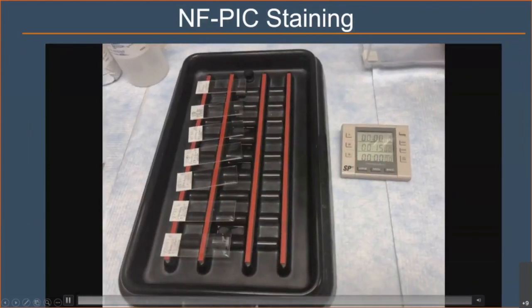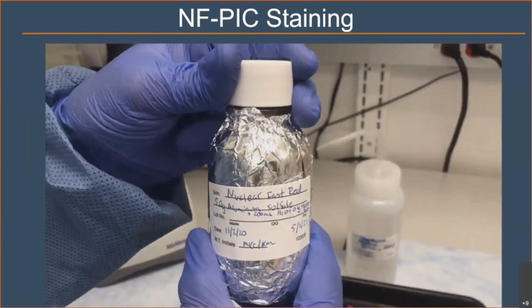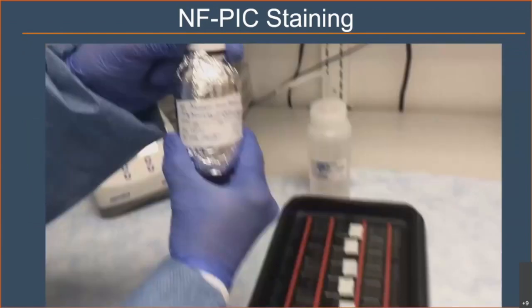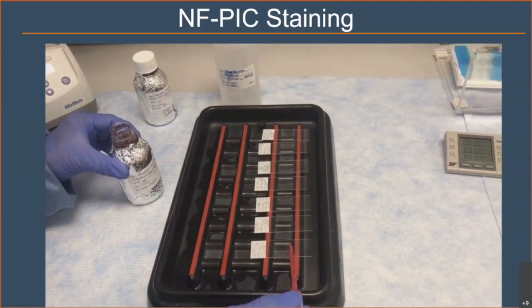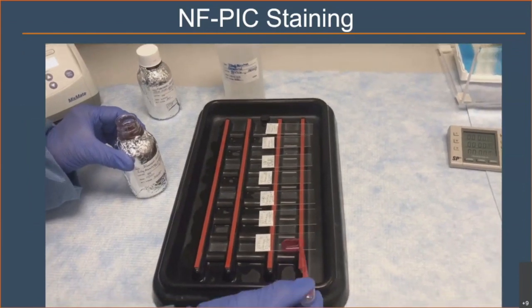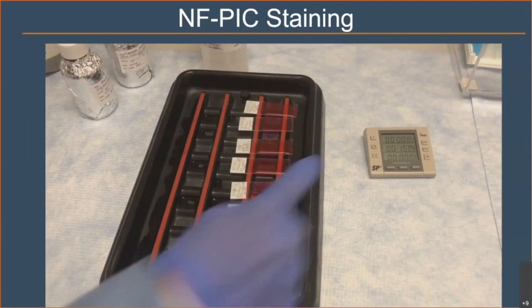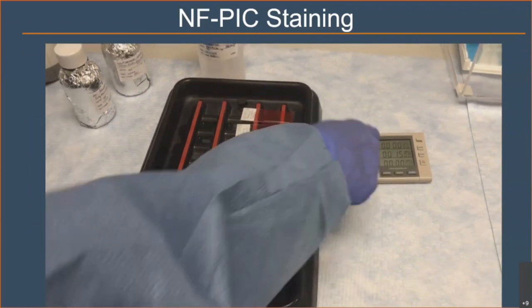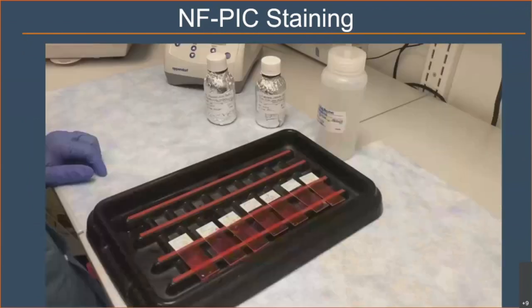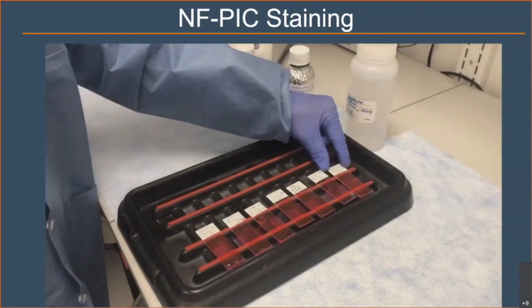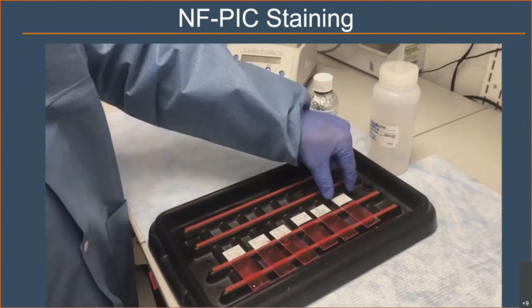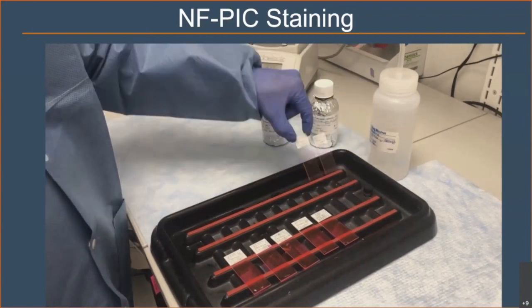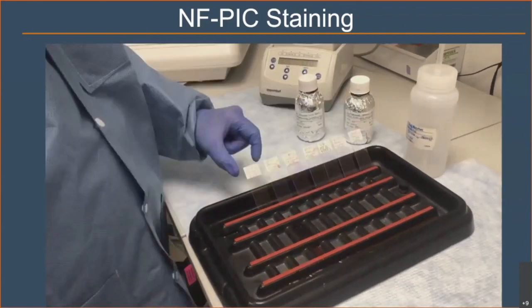The smears are fixed and air dried. And the first step is to add the nuclear fast stain. The slides are placed flat on a slide holder, and the slides are flooded with the nuclear fast stain and stained for 15 minutes. At the end of the staining time, we drain the excess of the stain and allow the slides to be placed vertically.